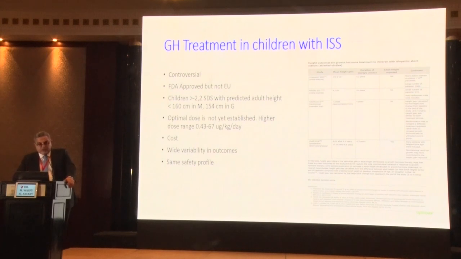Now we have to think about the cost. For 1 centimeter, usually you spend about $10,000 to get one extra centimeter. Wide variability in outcomes. These are studies, I'm sorry you cannot see that, but these are meta-analyses from different studies in America and elsewhere where countries adopted this approach. 4 to 6 centimeters after 3 to 5 years.